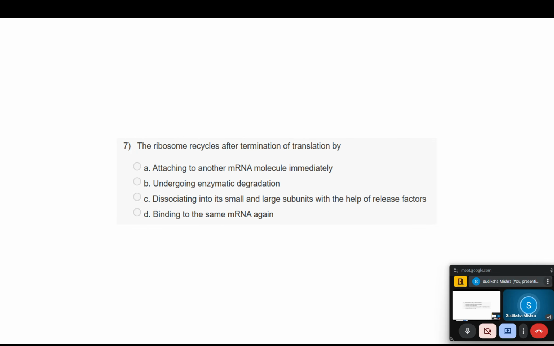Ribosome recycles after termination of translation by attaching to another mRNA molecule immediately, undergoing enzymatic degradation, dissociating into small and large subunits with the help of release factors, or binding to the same mRNA again. The answer is dissociating into small and large subunits with the help of release factors, following which, if needed, it can reassemble again, attach to another mRNA molecule or the same mRNA molecule, and translate the information.